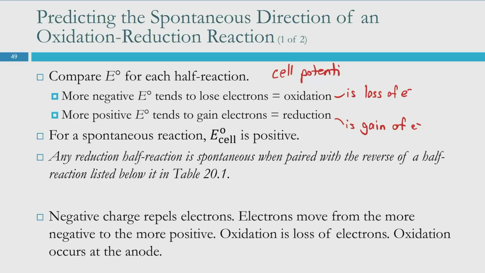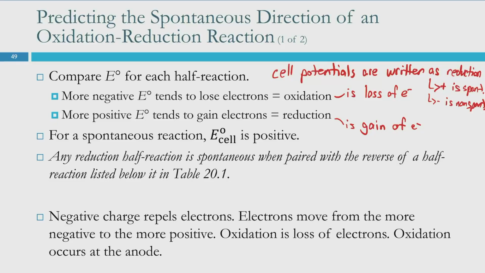So cell potentials, at least in the table that we have, are written as reduction half reactions. And positive is spontaneous, spont. Negative is non-spont. It's not going to happen as written. For any spontaneous reaction, our standard cell potential should be positive.